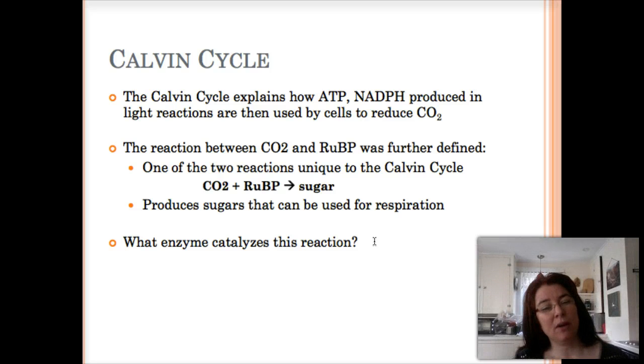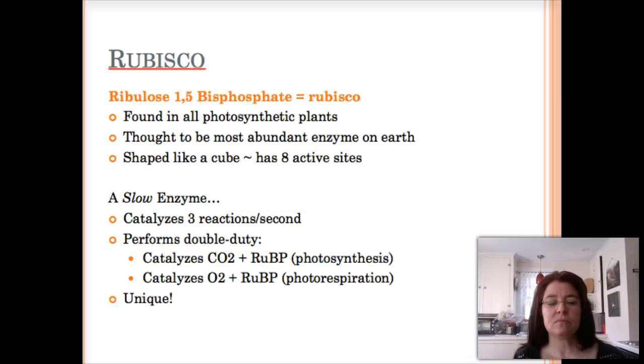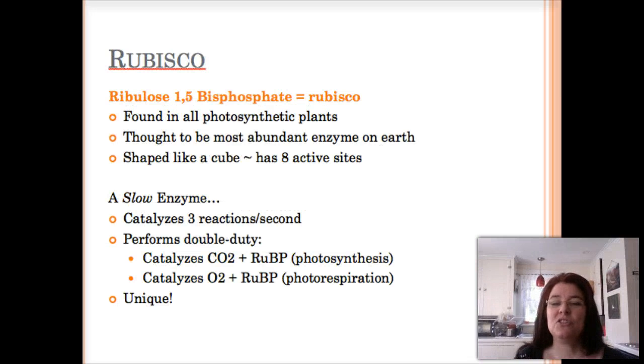So one of the last questions that Calvin and others had was, what enzyme catalyzes this reaction? What enzyme helps to bring together carbon dioxide and RUBP and create 3-phosphoglycerate? And it turns out that this enzyme is really quite interesting, which is why we'll learn just a little bit about it today. This enzyme has a terrible name.